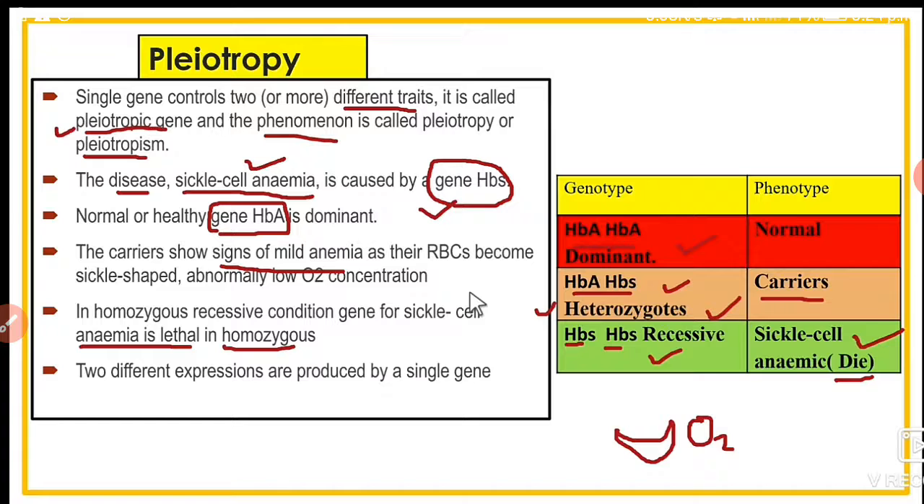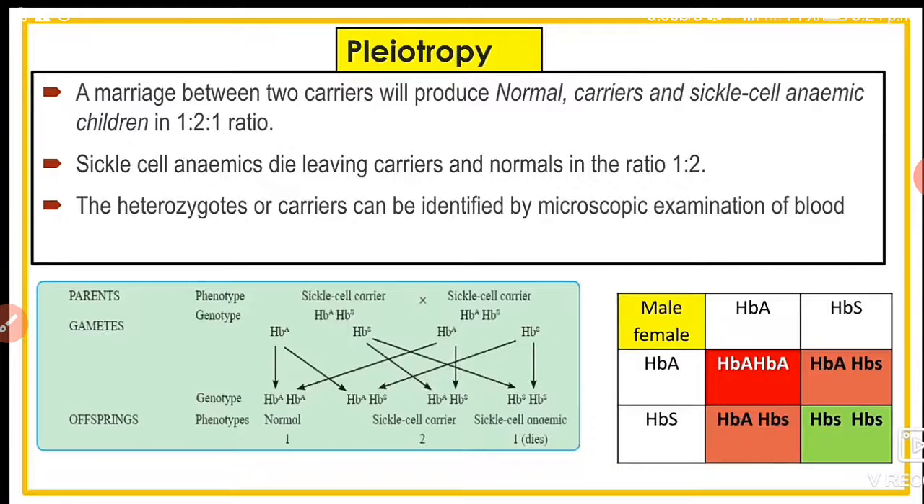See, the gene for the disease sickle cell anemia is HBS. Pleiotropy is the mechanism in which a single gene controls two or more different traits, and the two different expressions are produced by the single gene HBS. Now we will see the example of pleiotropy.